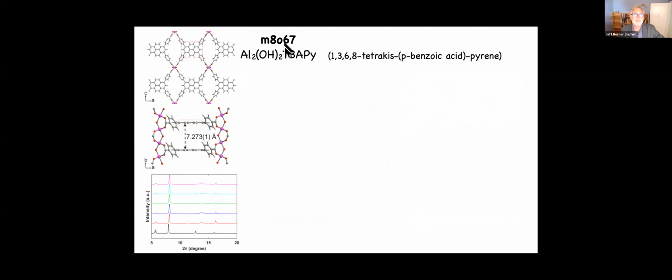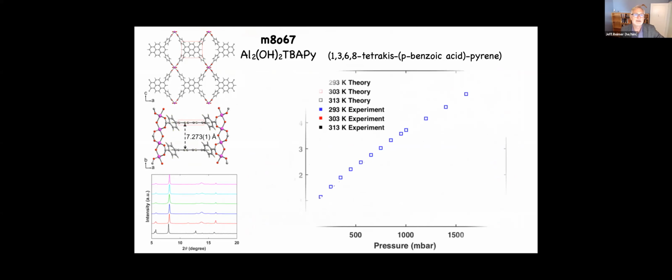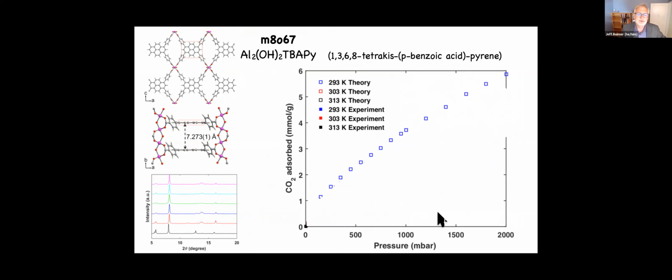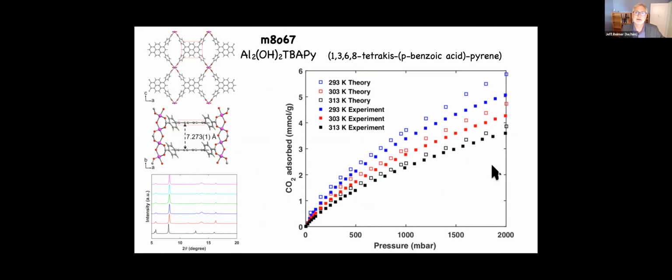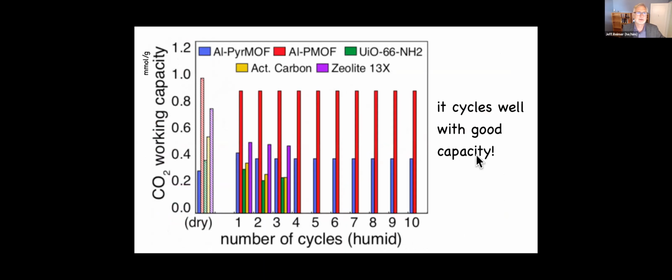Here it is, M8067. It's an aluminum MOF, very stable. It has a nice spacing between the planar aromatic rings. And the theoretical values for the adsorption isotherm that drove the whole analysis in the first place turned out to be a pretty good match with the experiment. So our design principles were based upon pretty good Monte Carlo molecular simulations. These cycle well. The aluminum MOFs have good cycling and pretty good capacity.